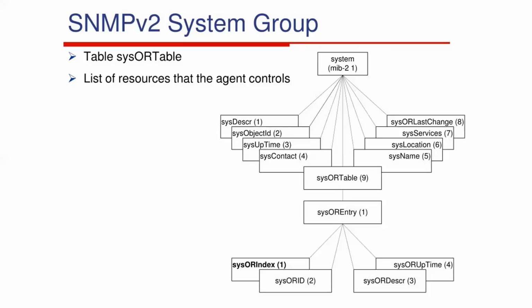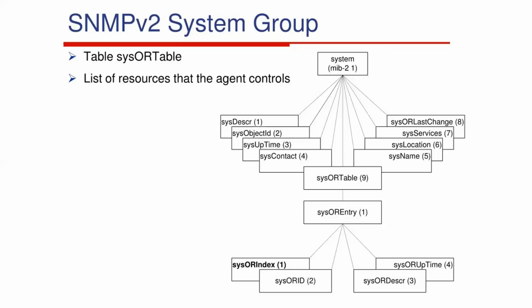What's the difference? The get bulk operation was added in version 2 to retrieve bulk data from a remote entity. That's the main advantage: retrieve bulk data. Its greatest benefit is in retrieving multiple rows of data from a table, and the basic operation of the get bulk request is the same as the get next request.